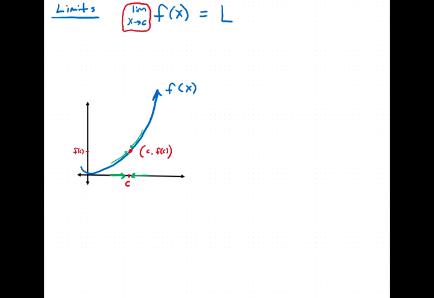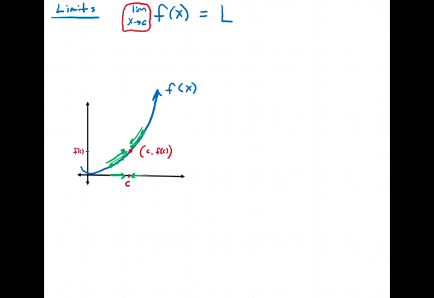We don't care what's happening at the point. We're concerned with the values that the function is approaching as the x values, or the input. So what are the output values getting close to as the inputs are getting closer and closer to c? Now this is one specific case where we have a continuous function. So as the x values get closer and closer to c, points on the function are getting closer and closer to this red point. Now it's not necessarily true that that point is going to be a point on the graph of the function.